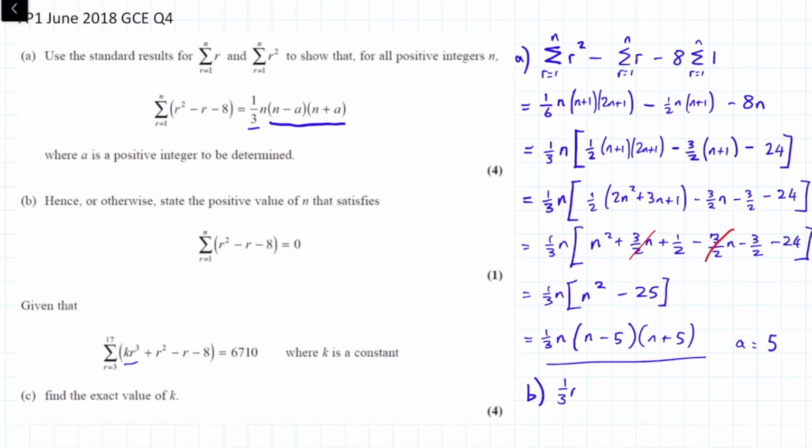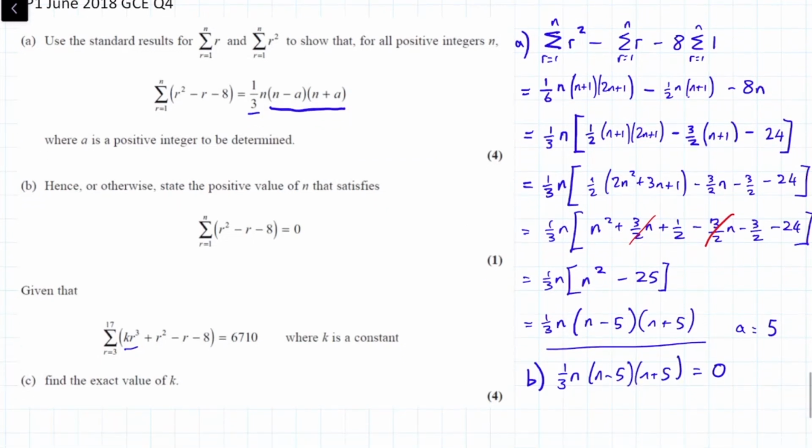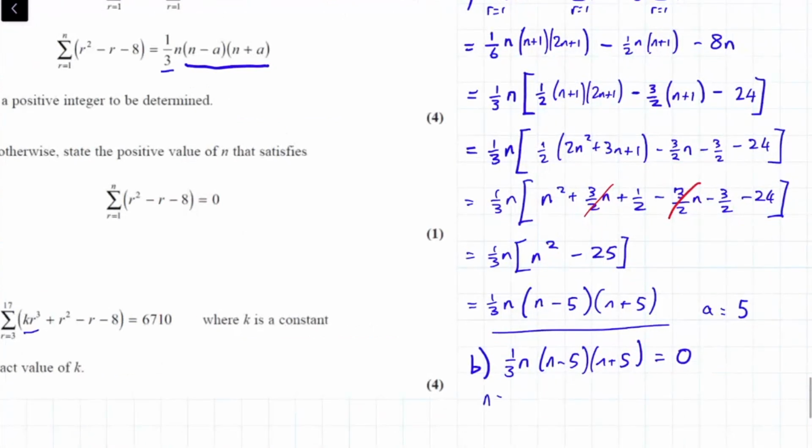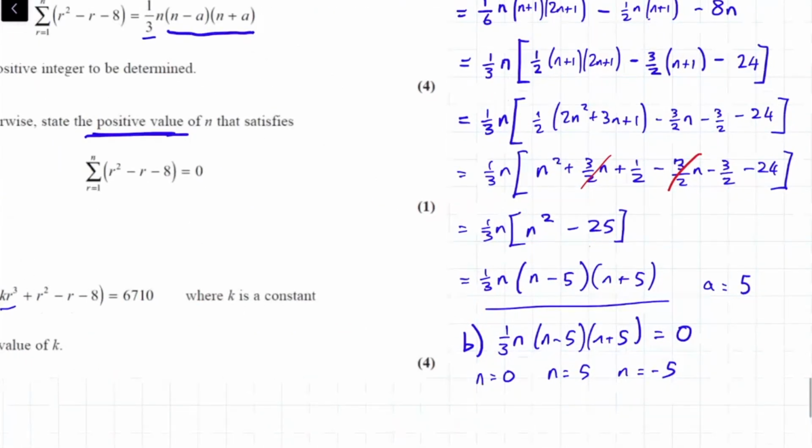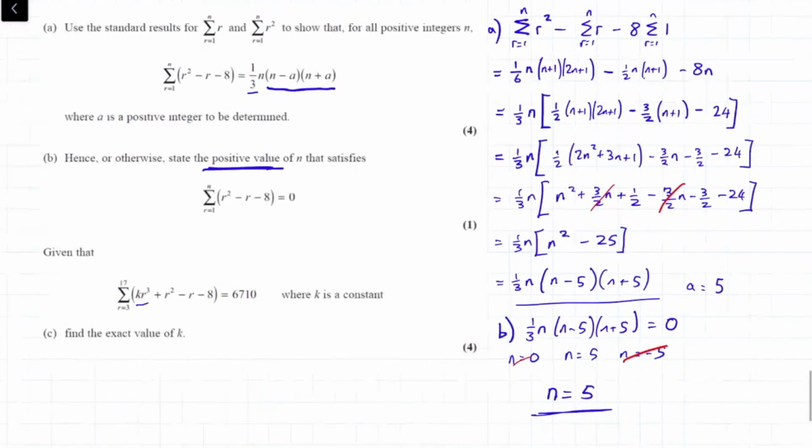So if we replace the summation with its formula now, we get this. This has to be equal to 0, so we have 3 options. We can say n equals 0, n equals 5, or n equals minus 5. It says state the positive value for n. So the answer we require is n equals 5, and those two we can get rid of. Okay, so 1 point for doing that.